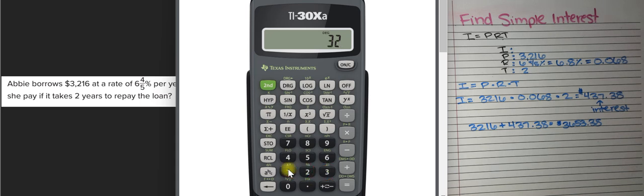And let me just double check my math. 3,216 plus 437.38 is 3,653.38. Good job. So, yep, this is how much she's going to pay in total after those 2 years.